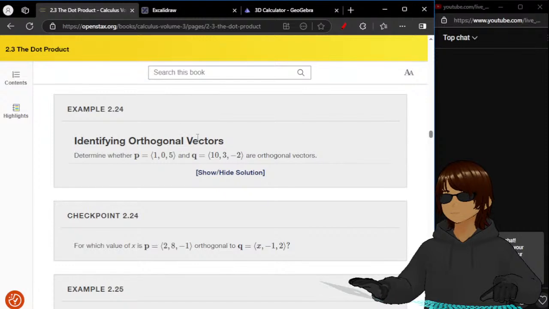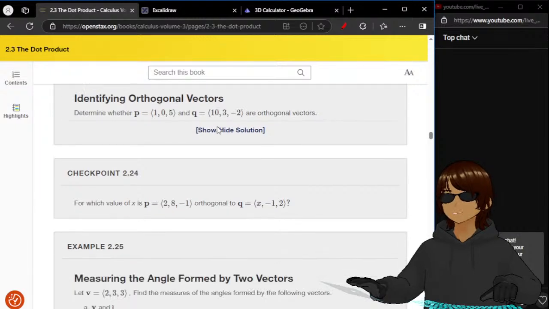Identifying orthogonal vectors. Determine whether these two are orthogonal. We'd have 1 times 10, 0 times 3, and 5 times minus 2. So 0 times 3 would be 0, 1 times 10 would be 10, and 5 times minus 2 would be minus 10. So they would cancel out and give 0. So that means they're orthogonal.